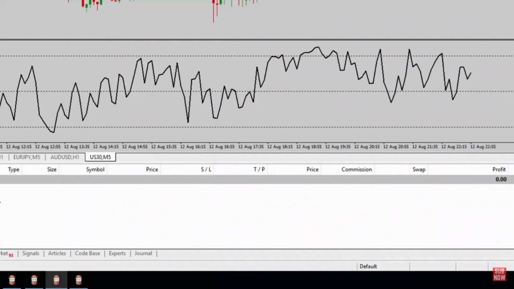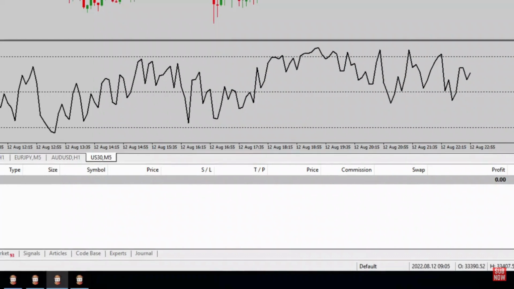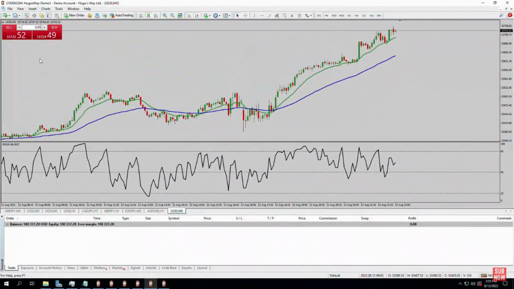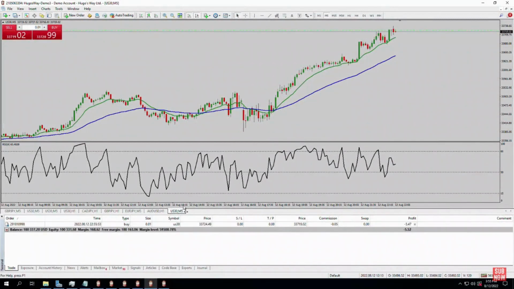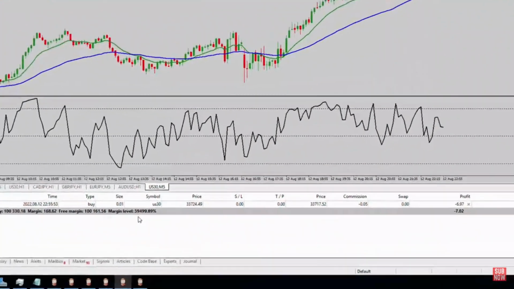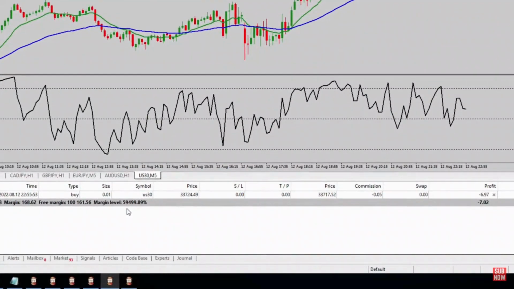Let's look at our margin level percent. Instead of bidding $10, let's bid 10 cents. So 0.01. Let's go ahead and do a buy. And let's look at our margin level percent. 59,000%. That's a lot. That's pretty high. I got all kinds of room.